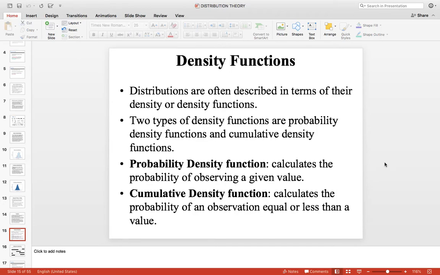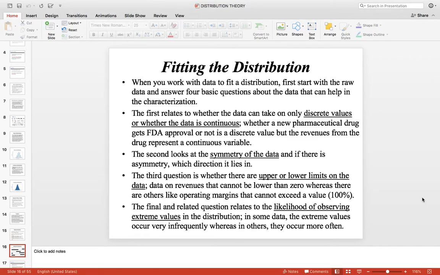Two types of density functions are the probability density function and the cumulative density function. The probability density function calculates the probability of observing a given value. The cumulative density function calculates the probability of an observation equal to or less than a value. So they are related. One is the cumulative of the other. Once you calculate the density function, you cumulate it and you get the cumulative density function.